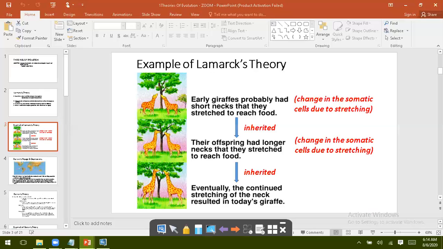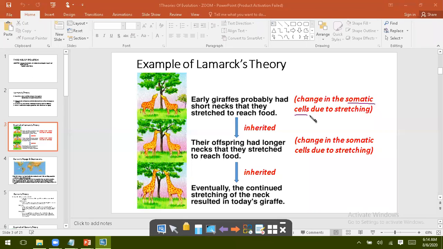So I just put some notes there about what kind of cells are affected, and that is somatic cells. Somatic cells, as you know, are cells other than gametes.